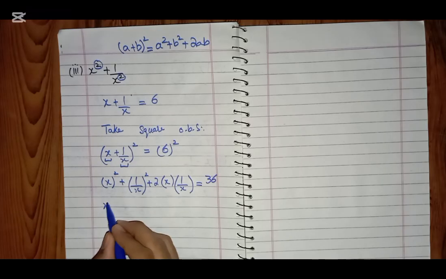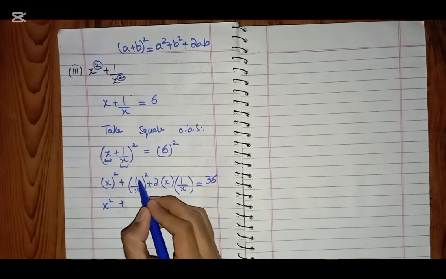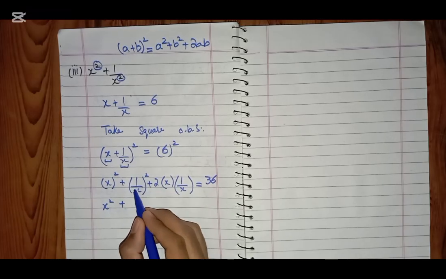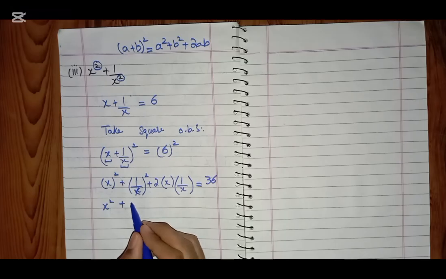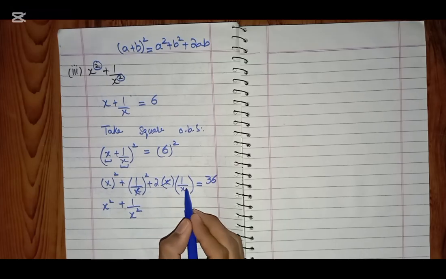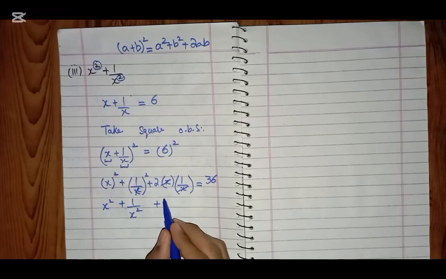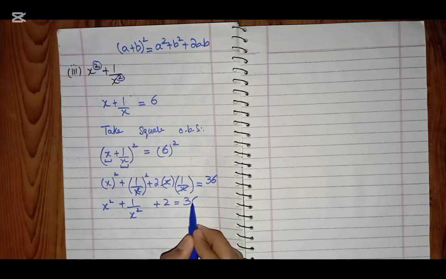x square will be written as x square. This square is also on 1 and this square is also on x. So 1 square is 1 and x square is x square, and this x is cancelled out with this x. So you get only 2 and it is equal to 36.